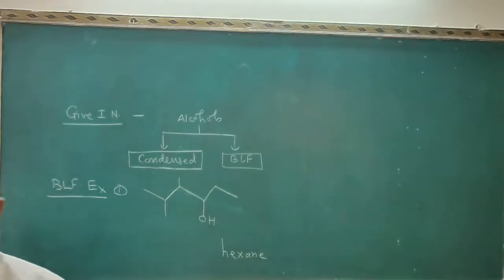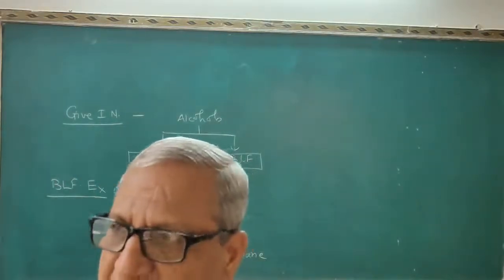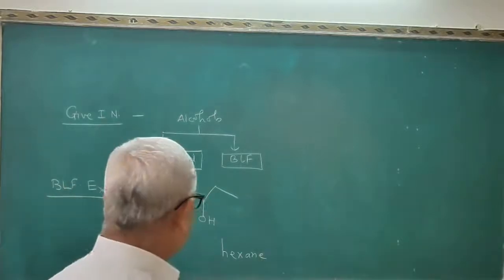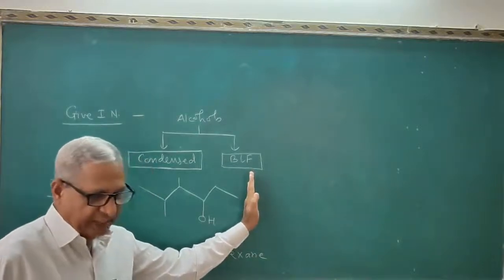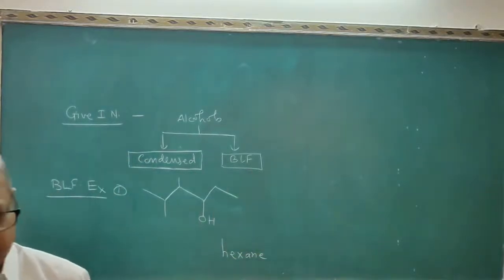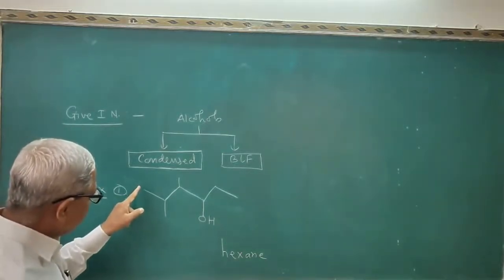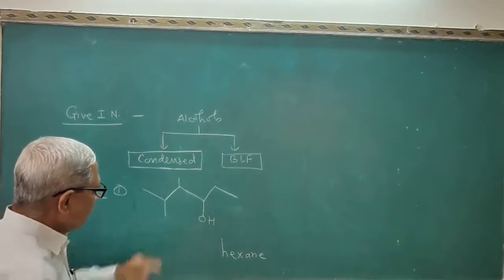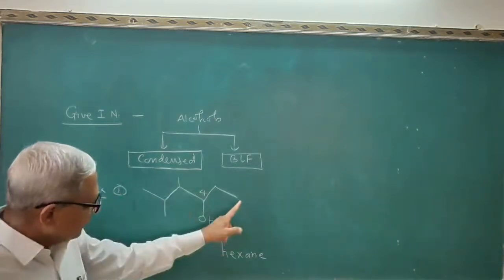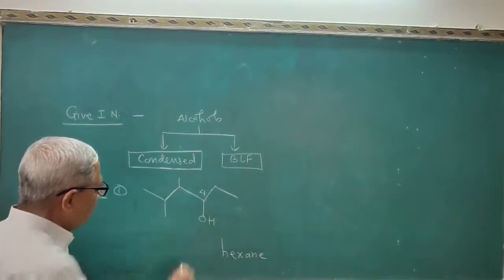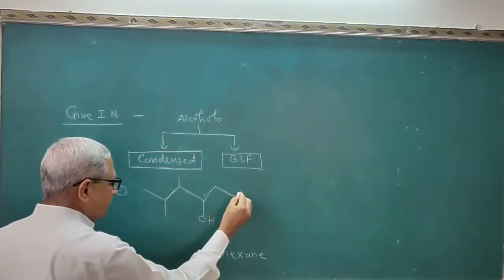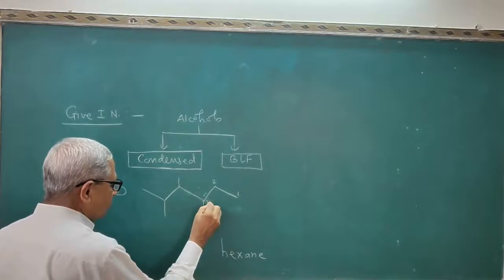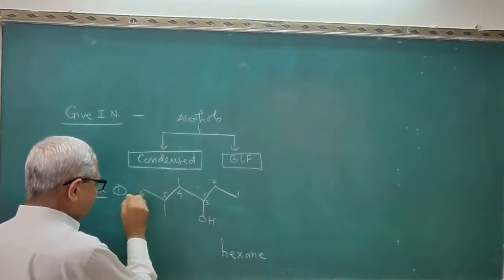Then second thing, the position of the OH group is indicated by the smallest possible number, either numbering from left hand side or right hand side. The OH group must get the lowest possible number. When you number from the left hand side, you get the number 4 here. When you number from the right hand side, you get 3 here. So which numbering is correct? Left hand side numbering is correct. So give the numbering from the left hand side, 1, 2, 3, 4, 5 and 6.